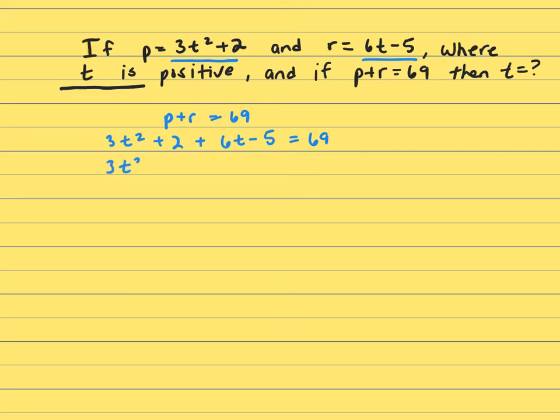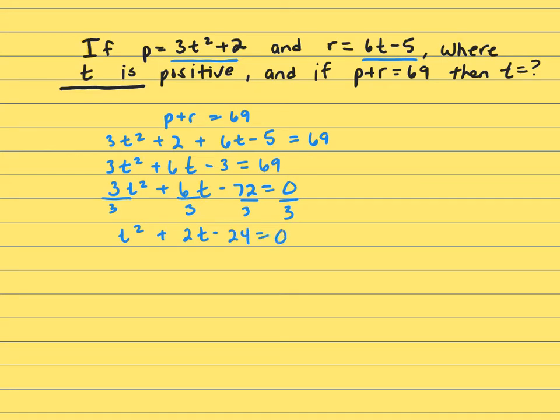So this is 3T squared plus 6T minus 3 equals 69. So that's 3t squared plus 6t. It's a quadratic equation. We need to get 0 on one side. So that's going to be minus 72. I'm subtracting that 69. Now let's divide everything by 3 just to make our numbers smaller, and that's going to be easier to factor. And that's going to be t squared plus 2t minus 24 equals 0.